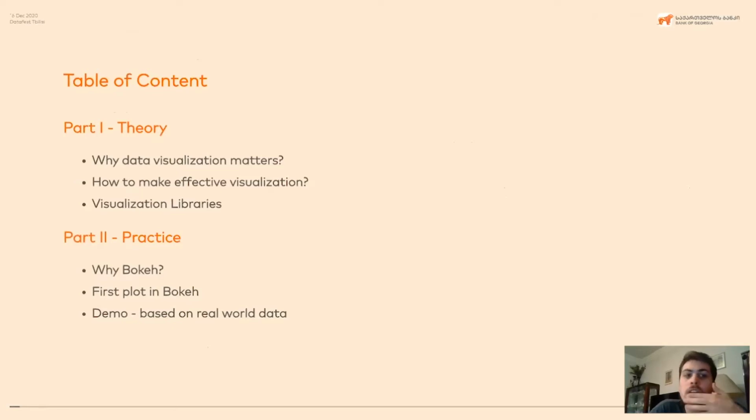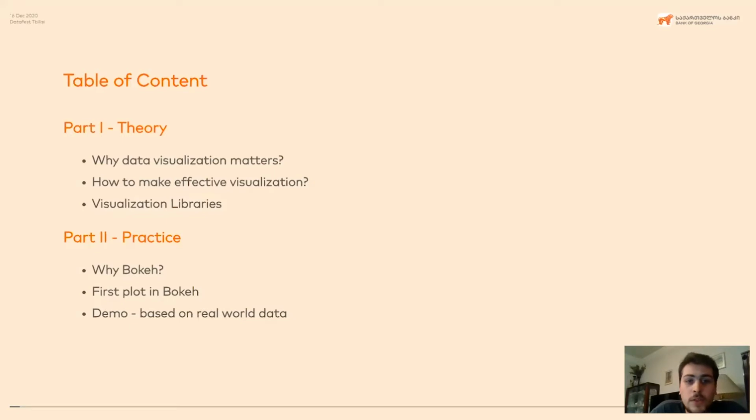Here you see a high-level table of contents. Our session consists of two main parts, theoretical and practical. In the first part, we will discuss why it is important to make data visualizations, how to do that, and what tools we can use effectively. The second part is the practical one.